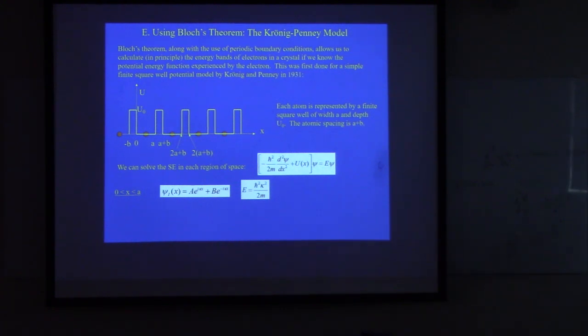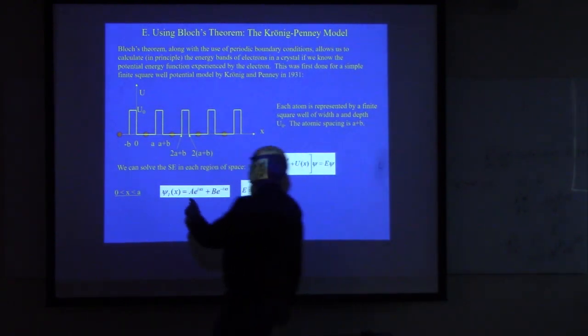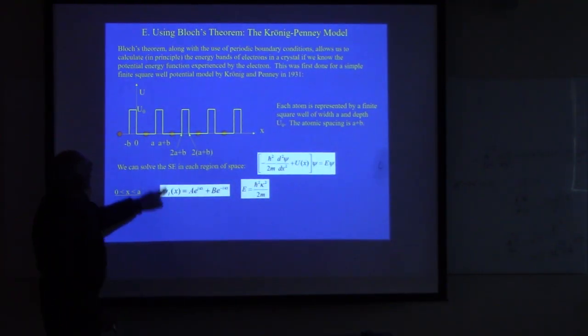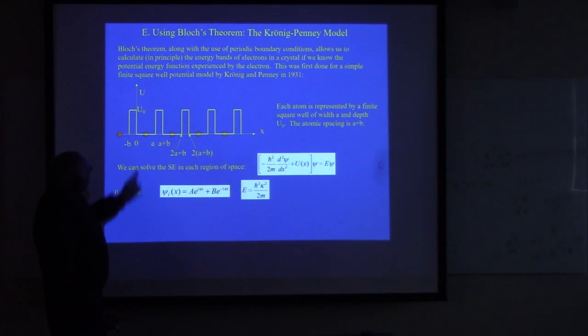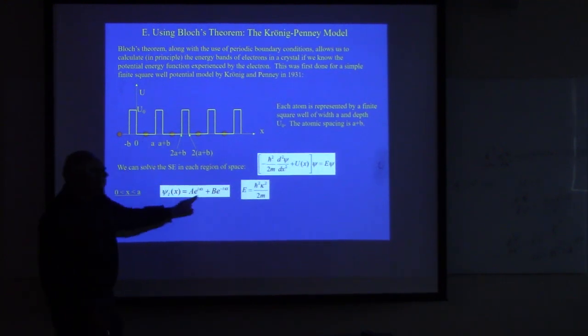Then what is the solution for this one? A e^(i kappa x) plus B e^(minus i kappa x), right? That's simple, because this term is 0. I call that psi in region 1. Region 1 means this region, between 0 and A. So this is the wave function.